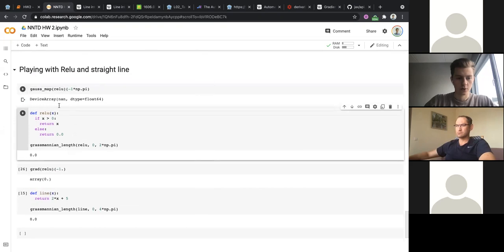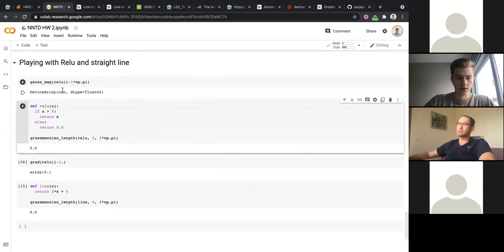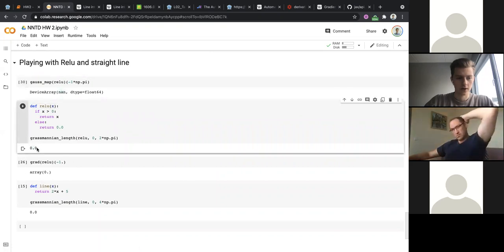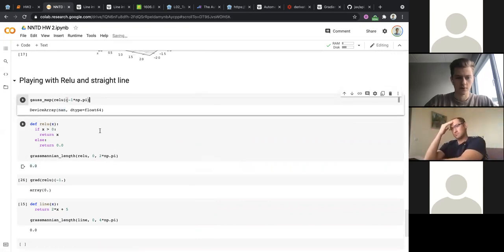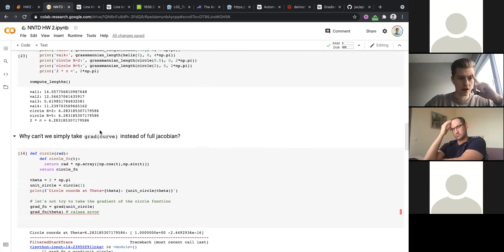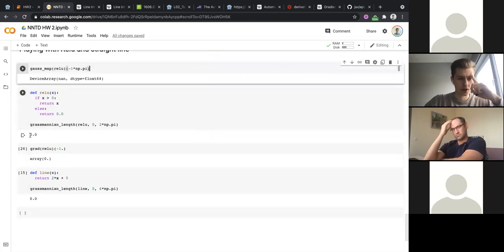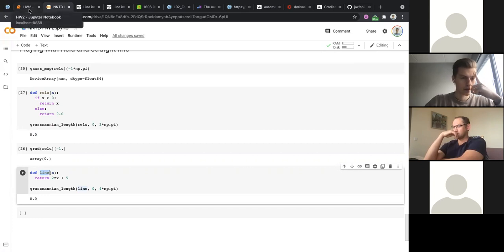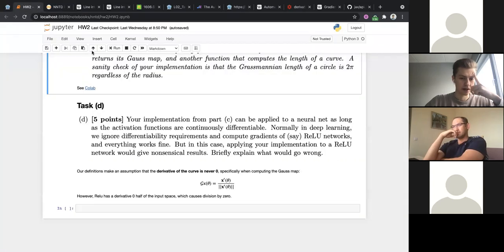I'm not sure why, in the end, if we take the length of this, like the integral of this, it doesn't just break and gives us 0. This is some coding magic here for me. But we shouldn't treat this 0 result the way we treat the line Grassmannian length. And I guess that's where the nonsensical result comes in. So that's the only thing mathematically that bothers me with ReLU. And intuitively, I can't really explain it that well.